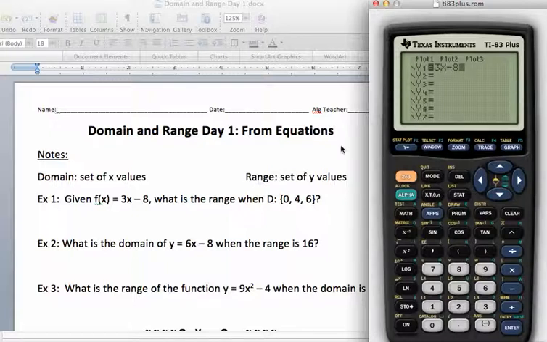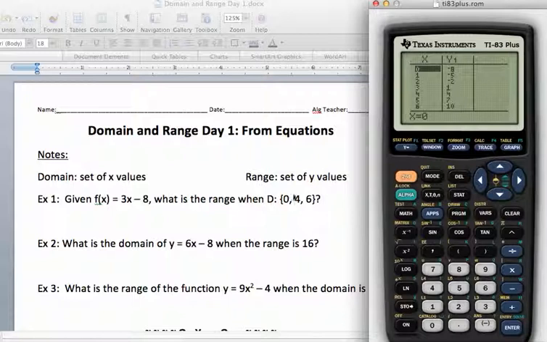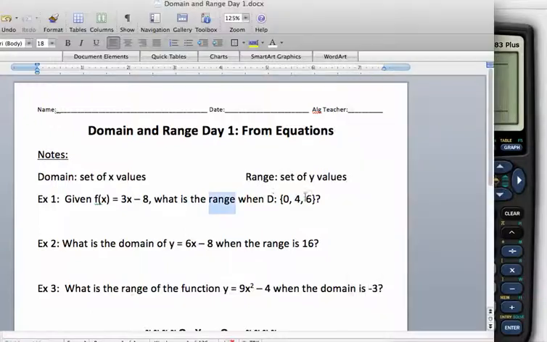Good. And where can I go that gives me a set of x and y values? You're going to go to the table. So you hit second and then graph. And then you get a table. Okay? So this is what is the range when the domain is 0, 4, and 6. So when it's 0, the number is negative 8. So I'm going to put an R for range.